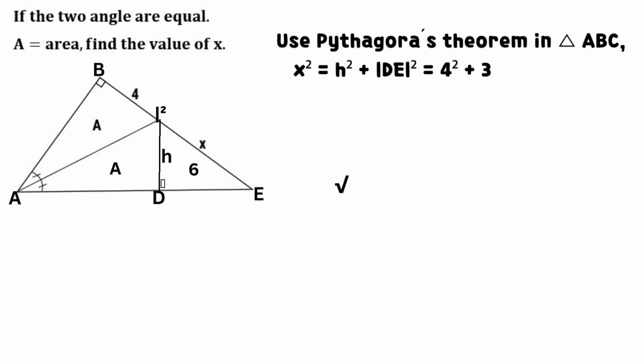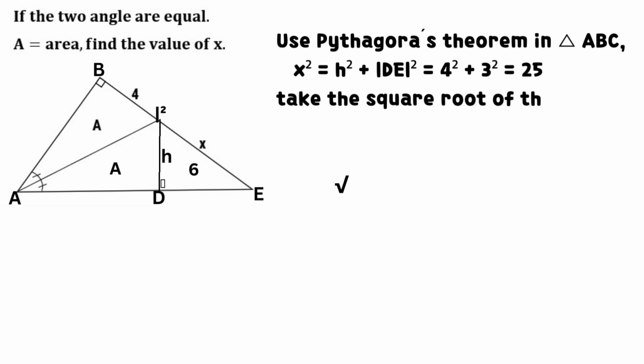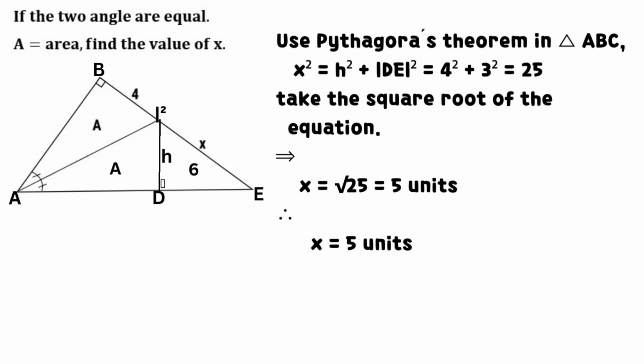Use Pythagoras theorem in triangle ABC. The square of x equals the sum of the square of H and the square of line DE, which equals 25 after simplification of substituted values.